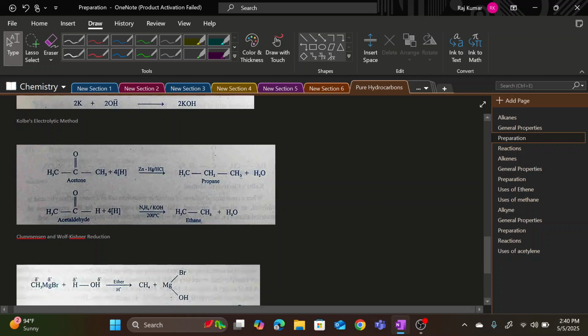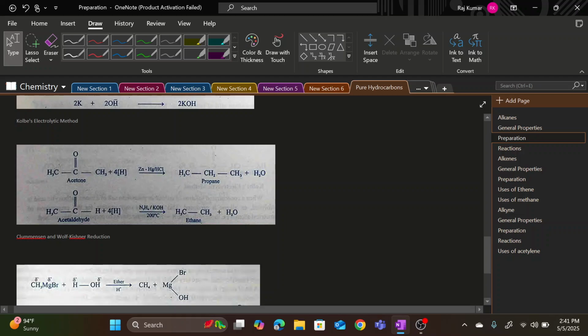Now there are two major reduction reactions which need to be understood. Number one is the Clemmensen reduction reaction. When we take, let's say, a ketone, let's say acetone, and then we use zinc amalgam in the presence of HCl, it will essentially produce propane.